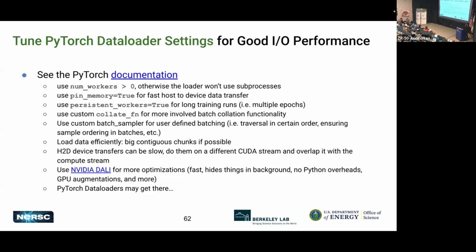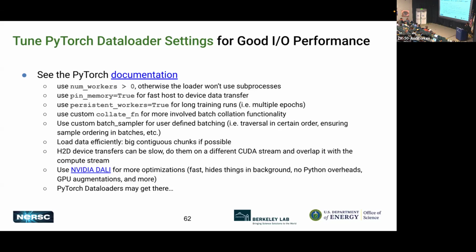Persistent workers is another parameter that's kept to false, but you maybe want to consider setting it to true for long training runs. What this means is that the data loader will just reuse all of the multiple processes, the multiple workers that you had from the first bullet point, across multiple epochs or multiple training iterations, so that you don't spend time regenerating those processes.